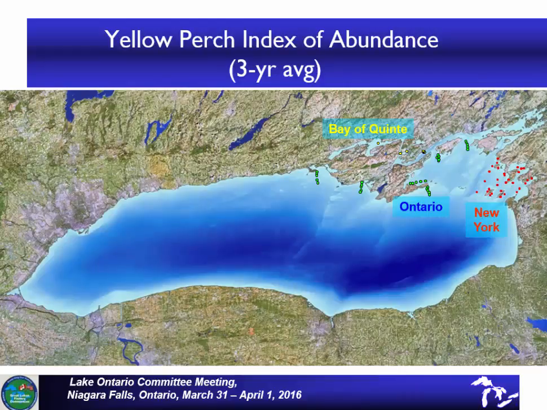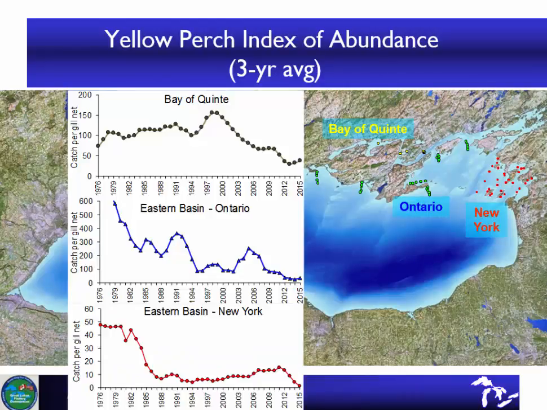For yellow perch, again, those same gill netting locations, looking at a 3-year moving average. In the Bay of Quinte and Ontario waters of the Eastern Outlet Basin, they've been seeing a declining population for a few years now. In New York's Eastern Basin waters, we weren't seeing that up until a couple of years ago. In fact, we saw improved catches in roughly 2008 through 2013.